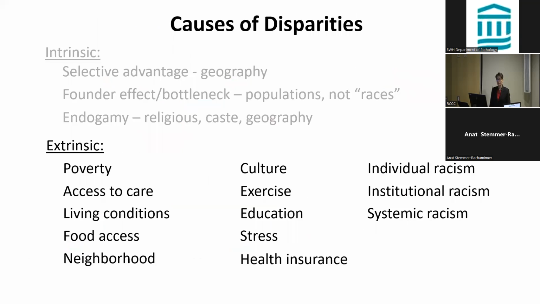And what is causing them? It's not a big secret. We don't need to spend a lot of money researching this. We know it's poverty, access to care, living conditions, exposure to toxins, stress, health insurance, and then overlying all of this are individual, institutional, and systemic racism.